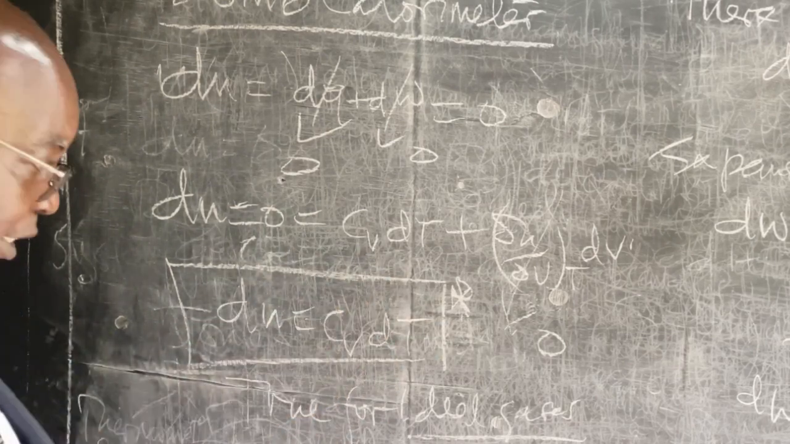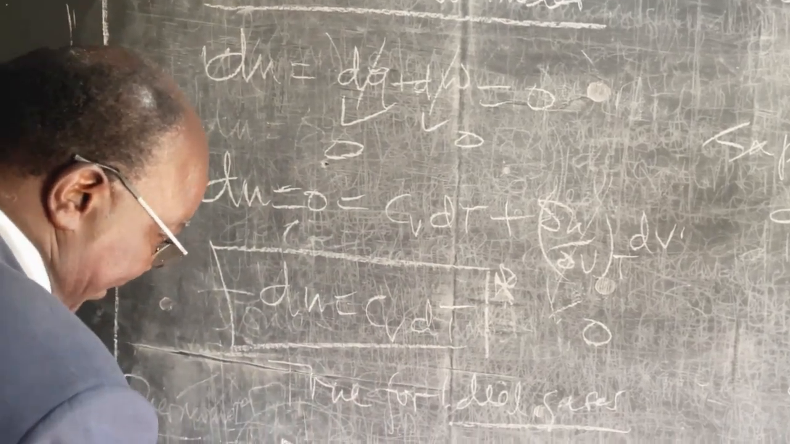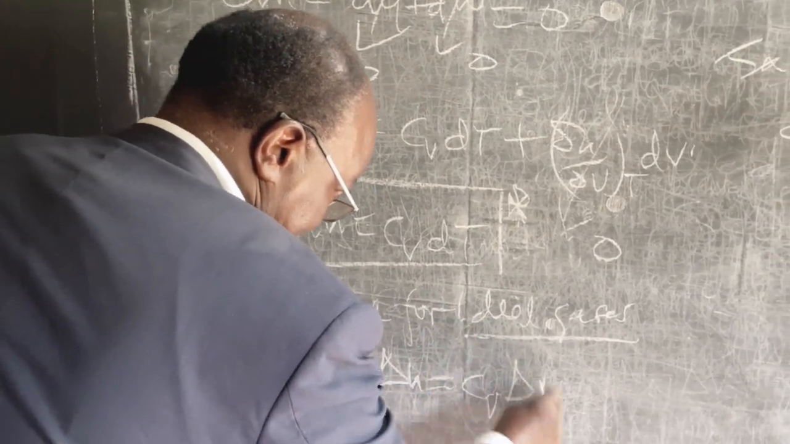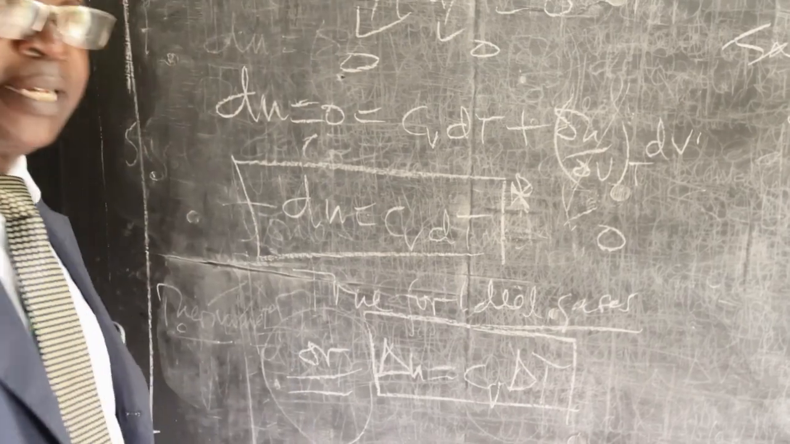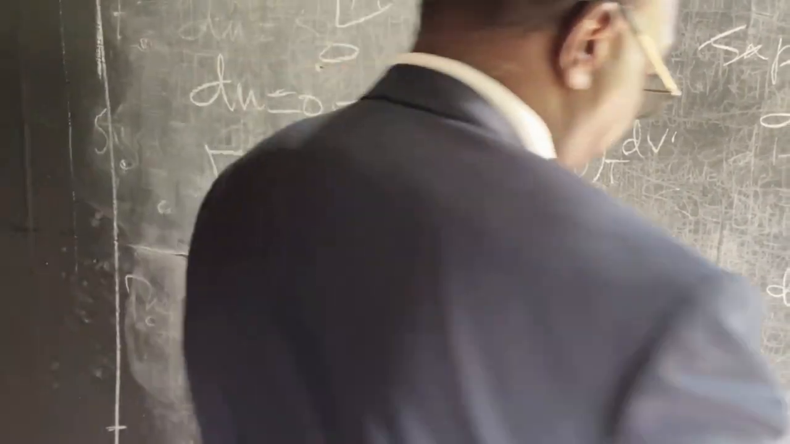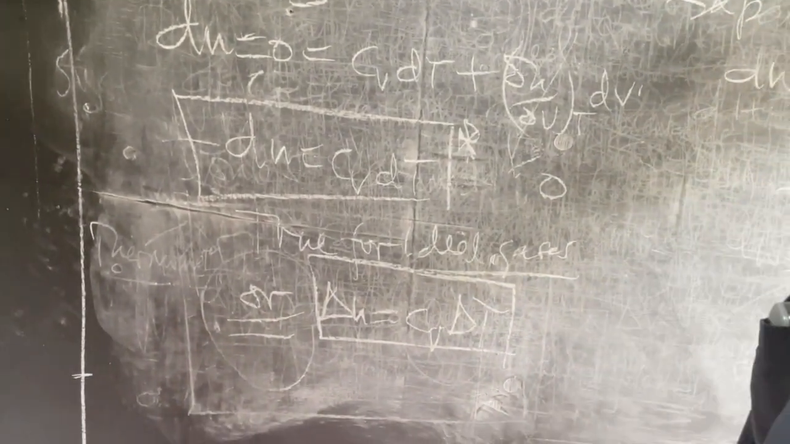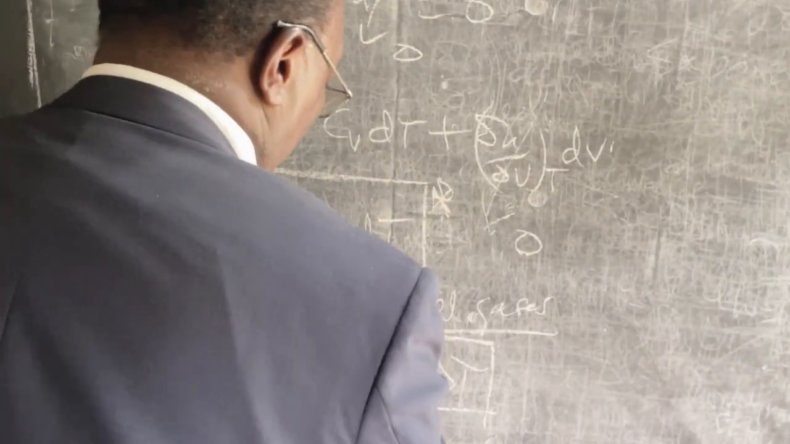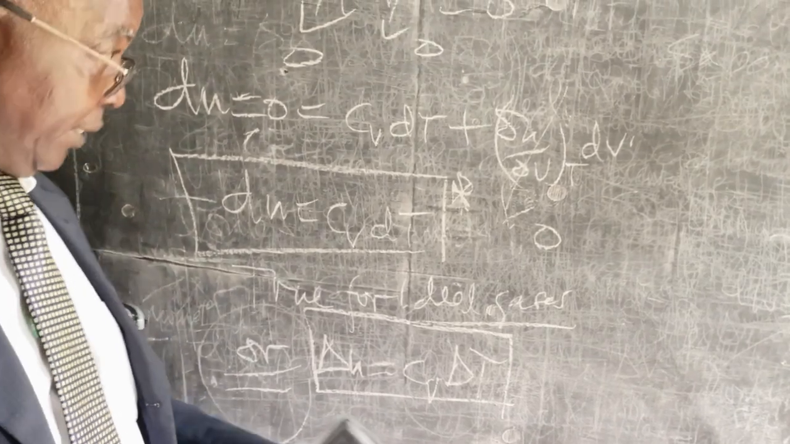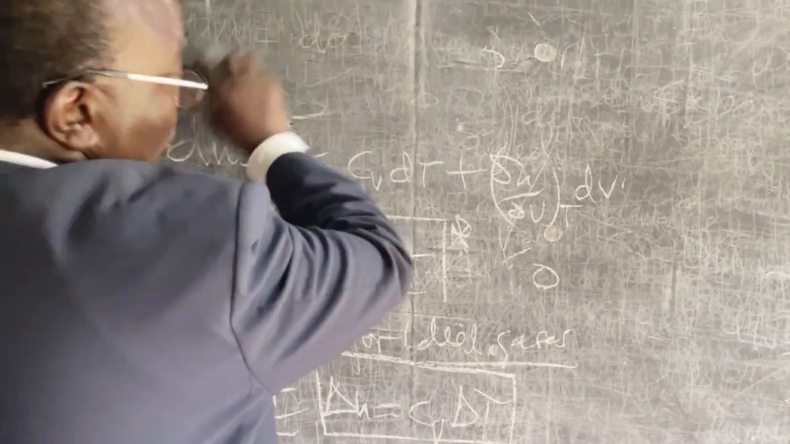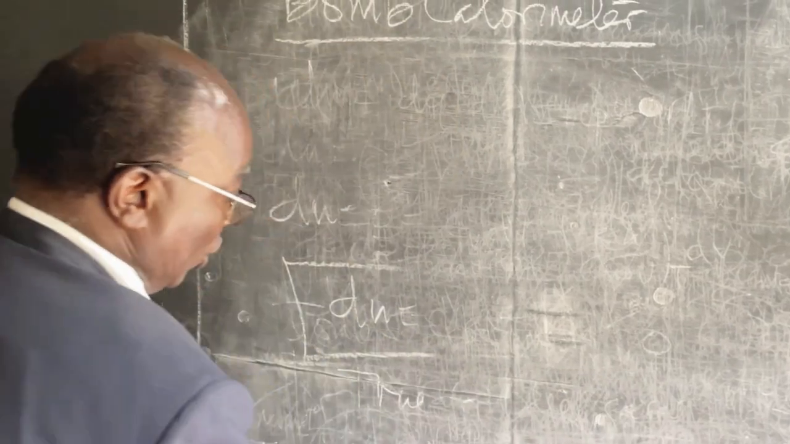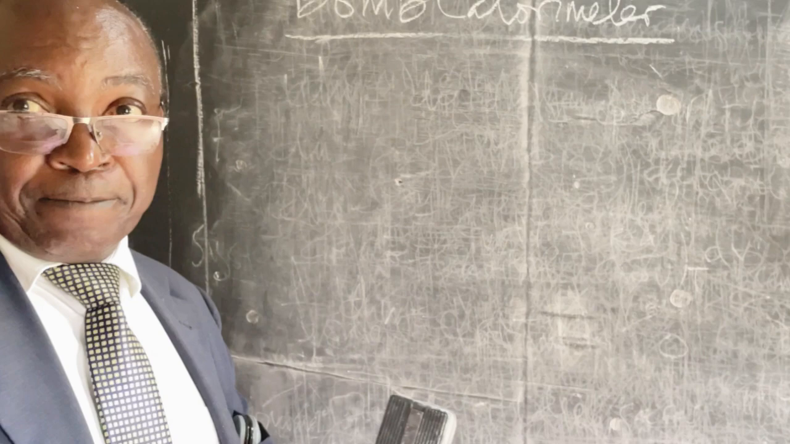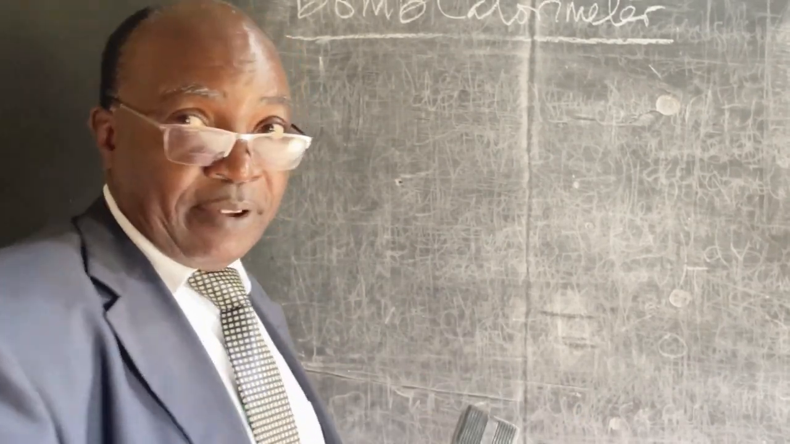This is in the infinitesimal notation, or you can have it as delta U if you integrate the system, which is Cv delta T. Now, this is a very important expression, which is the basis of the bomb calorimeter, which is used to determine the internal energy of substances. Bomb calorimeter is used to determine the energies of substances. So in this bomb calorimeter, we have a constant volume bomb.